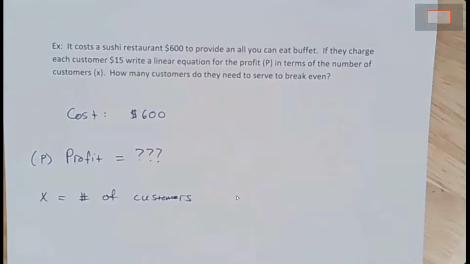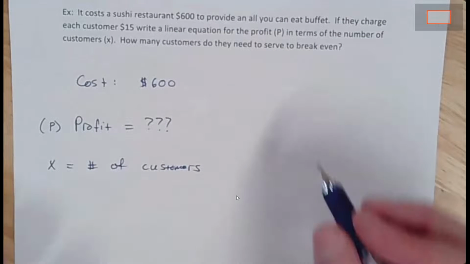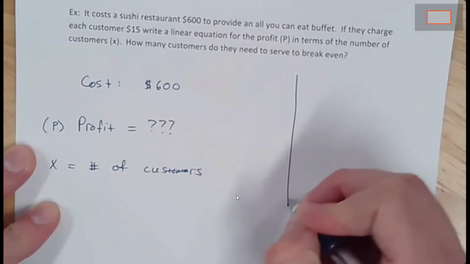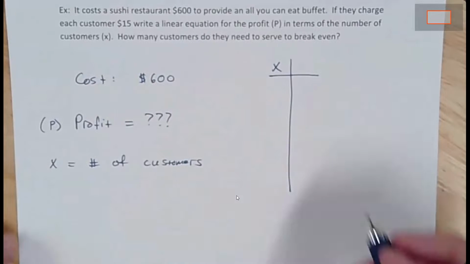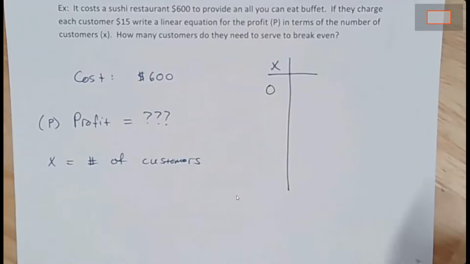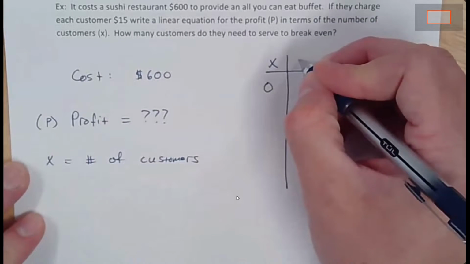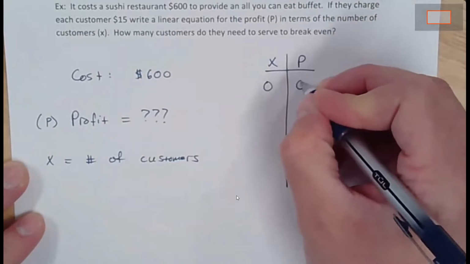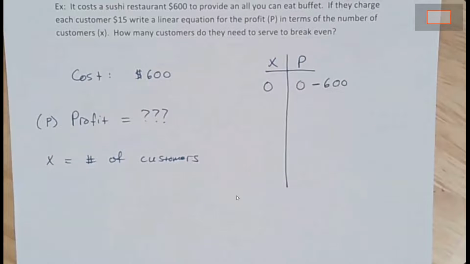So if I was doing this and I didn't have a really good idea of what was happening, I might just start writing down a few examples. I might even make a table. So if X were, let's say they had 0 customers. Well, they made $0. Well, actually, they made negative $600, right? Because they have their revenue from people coming and eating the sushi, and then they have their cost, which you have to subtract off. So their profit is going to be $0 of income minus the $600 of cost.